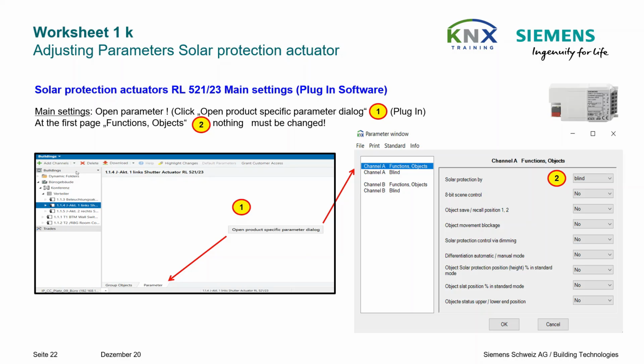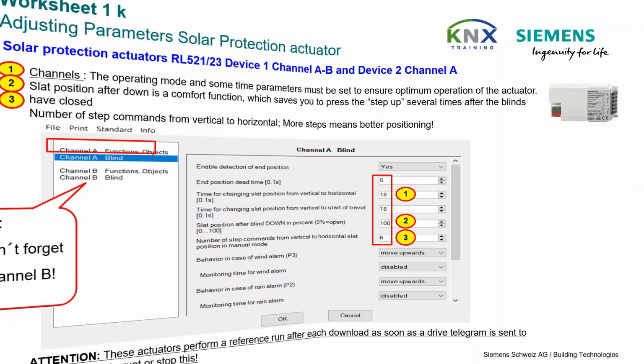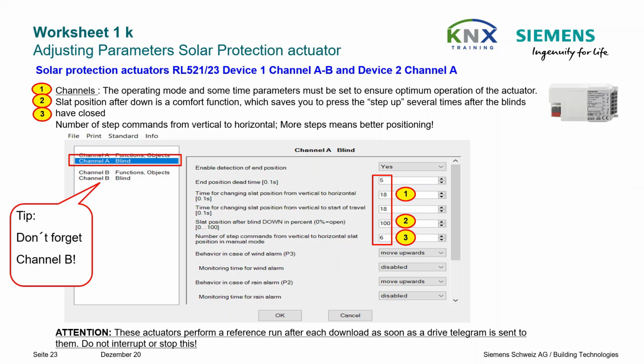So we open the product-specific parameter dialog, and the two channels of the actuator must now be set one by one identically. The first page, Functions Objects, does not need to be changed because the default setting of blind is already correct. All other parameters are currently not relevant for us. Let's come to the second page. With Venetian blinds, it is essential to know their running time parameters. This concerns, on the one hand, the travel time between the two end positions, and on the other hand, the slat adjustment time.